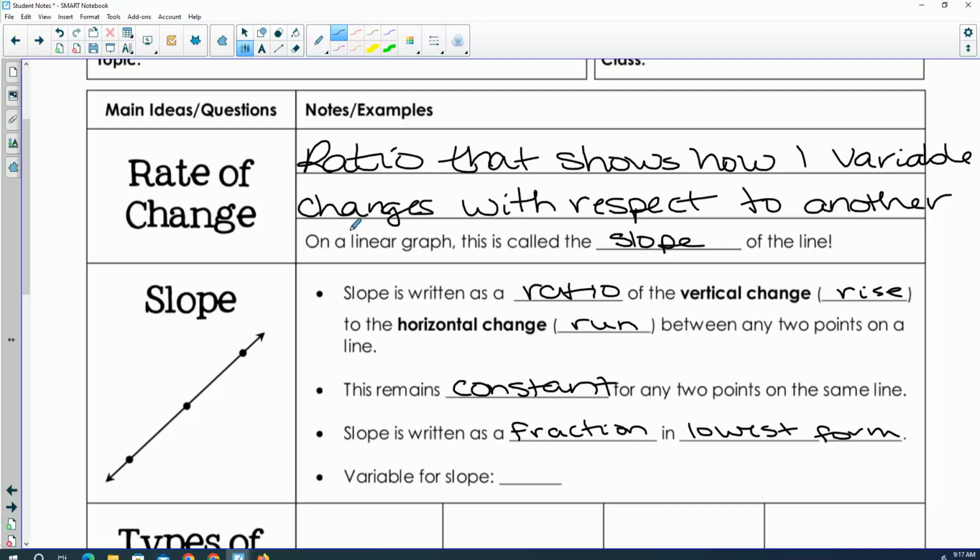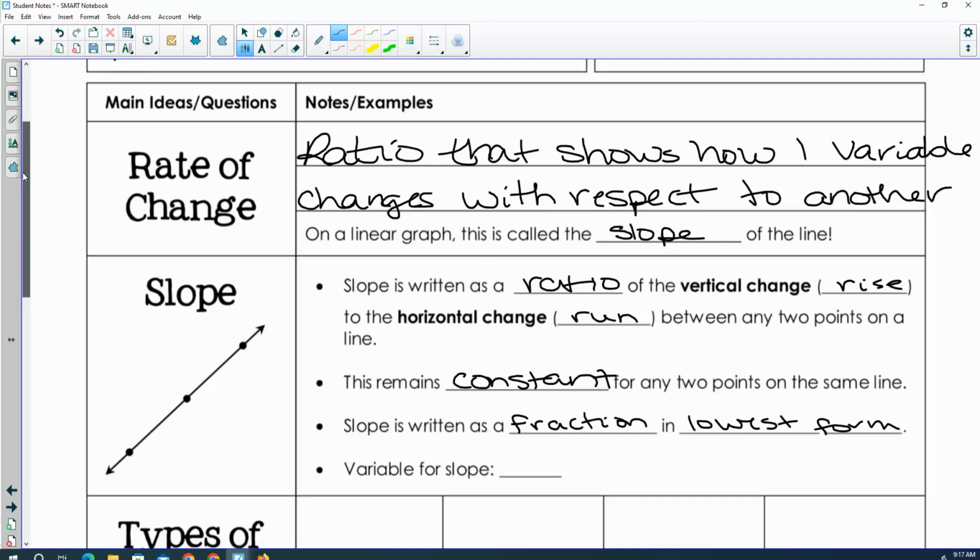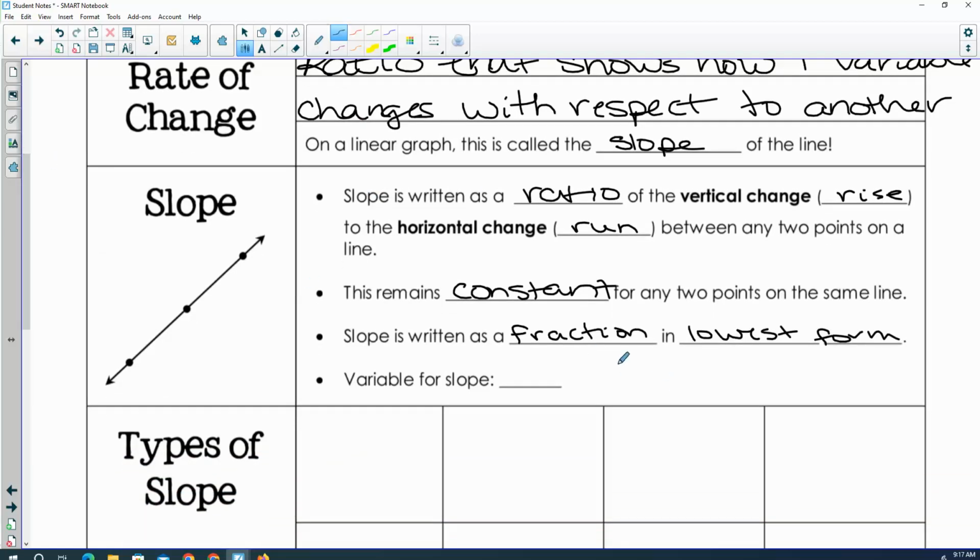And do you remember when you're talking about equations of a line, what variable do you use for slope? Think about y equals mx plus b. The slope is m. And we'll use that a little more later, but I figured I'd go ahead and throw it in now since we'll continue to talk about that.